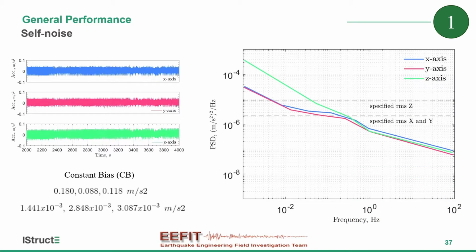And you can perform the calculation of the self-noise in the frequency domain. And basically here you can see that for the 3 axes of the sensor, there is a good match with the specified level of self-noise provided by the vendor of the accelerometer. And in general, those values are comparable to high-fidelity sensors, as you will see in a bit.